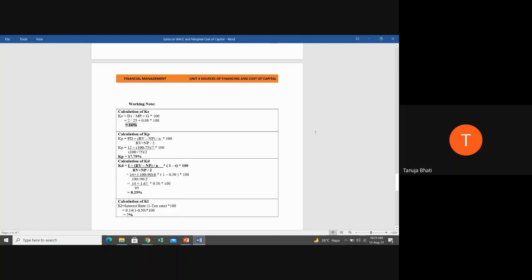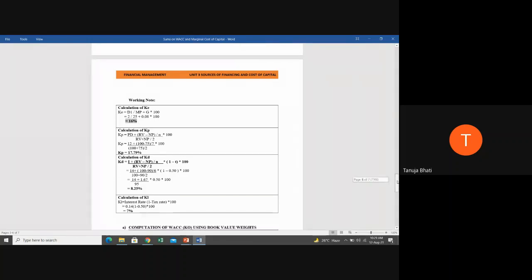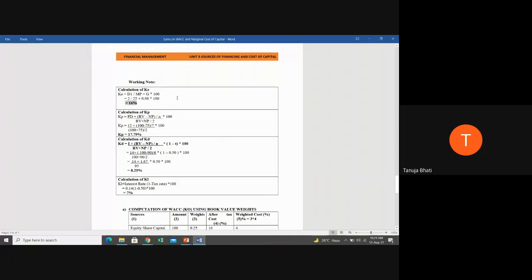Is this clear to everyone? Yes, students? Yes, ma'am. We have already discussed this. It is just that we are putting it in the solution.